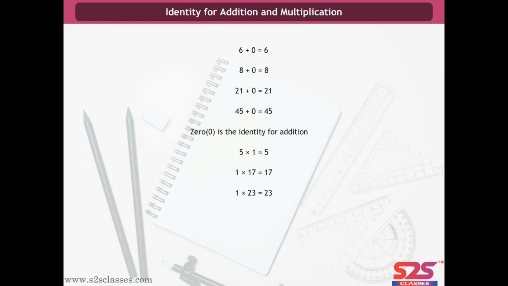Identity for addition and multiplication. What happens when you add 0 to a whole number? Let us see. Yes, we get the same whole number again. A number remains unchanged when added with 0. So we say that 0 is the identity for addition, that is, the sum of 0 and any number is the number itself. Similarly, in the case of multiplication, when 1 is multiplied to any number, we get the same number. So we say that 1 is the identity for multiplication.